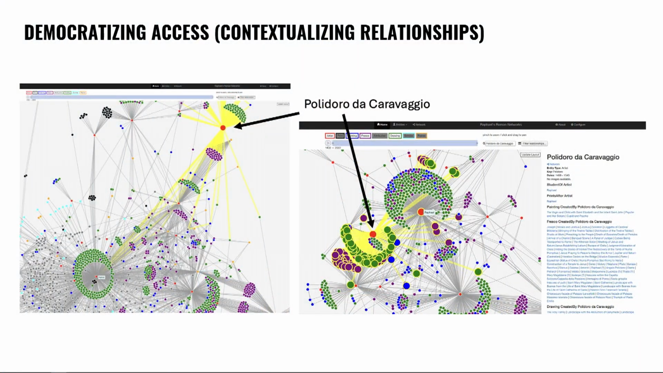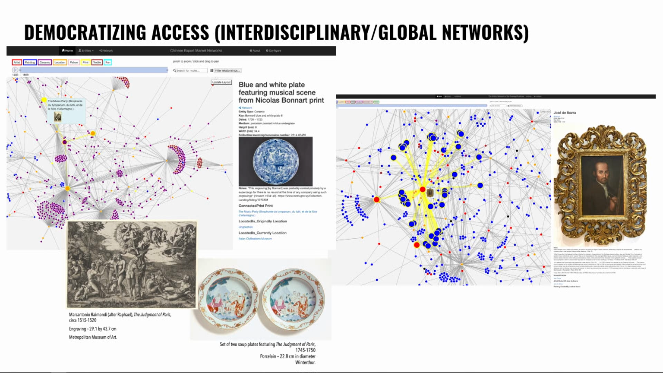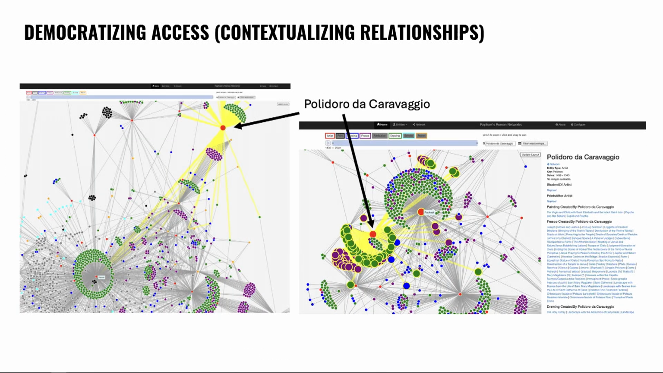Here we see the distinction between a scholarly assessment of Raphael's network on the left-hand side, which pulls these two nodes apart. Polidoro da Caravaggio, one of his collaborators, is on the top, and Raphael is down here at the bottom. But if we take that lens off and we think about just the work itself, then they become close to each other once again. So we can think about how we can maybe remove some scholarly bias, right, as we look at these examples.